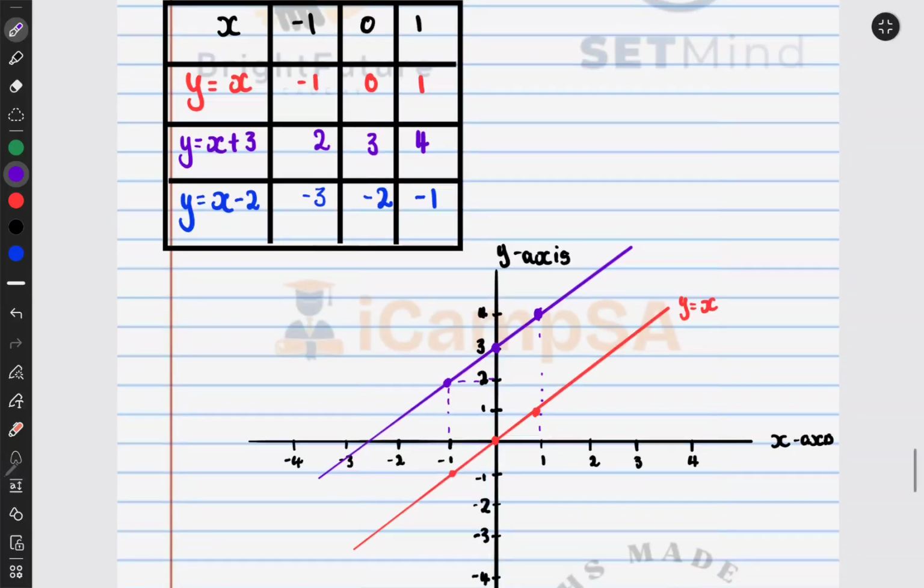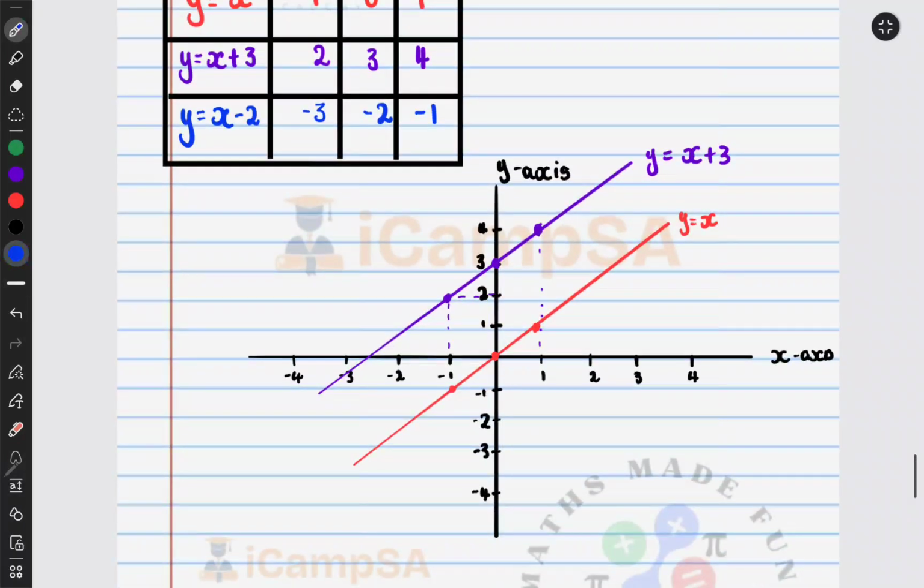So as you can see, with this function y is equal to x plus 3, what has happened? Simply the mother function, or the function of y is equal to x, has been shifted 3 units upward.